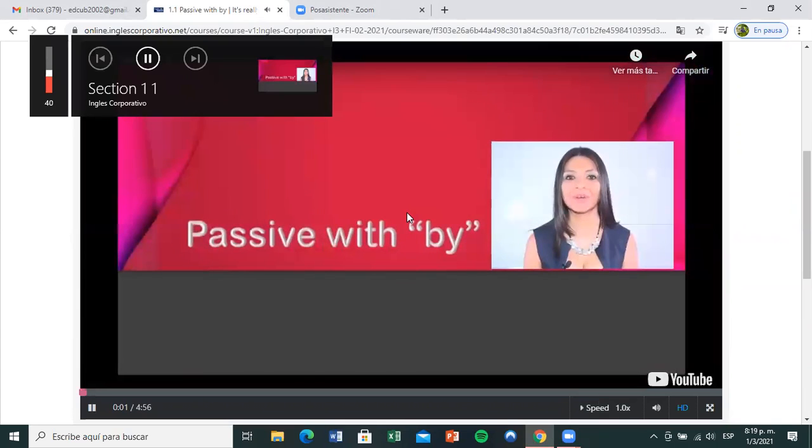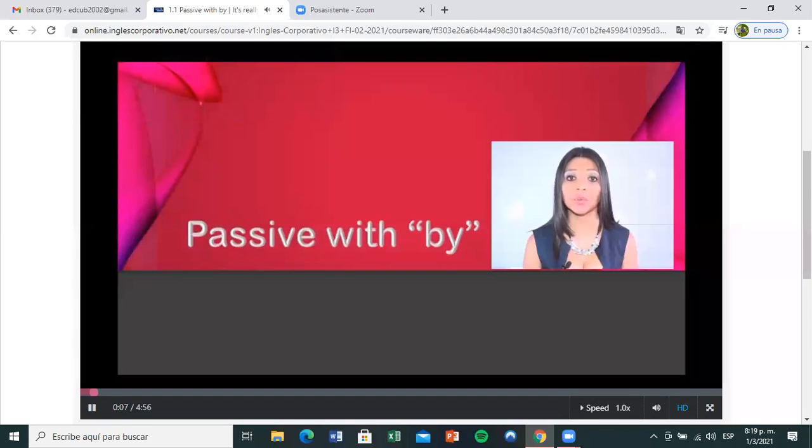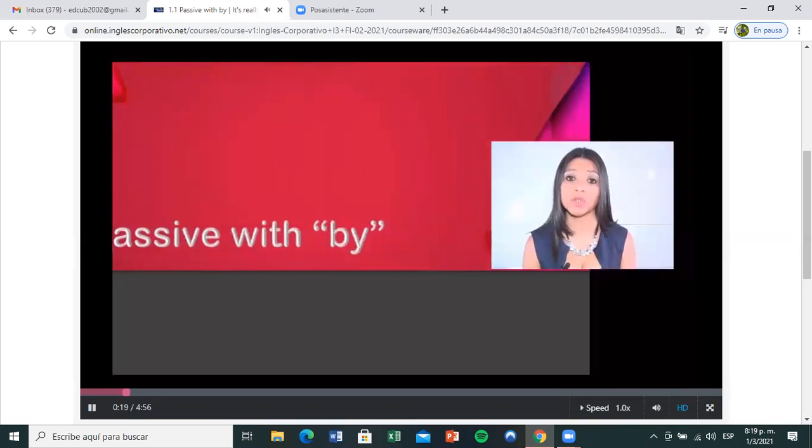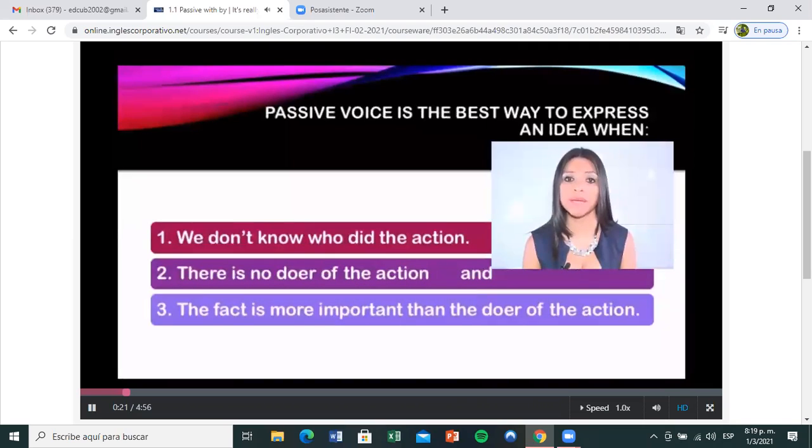Hi, welcome to another module. This time we'll study passive with by. But before we go deep into the topic, let me tell you what passive voice does to a sentence. Passive voice changes the emphasis on a sentence. In other words, we may say the same thing in a different way. You may be wondering when to use it. Passive voice is the best way to express an idea when, number one, we don't know who did the action. Number two, there's no doer of an action. And number three, the fact is more important than the doer of an action.